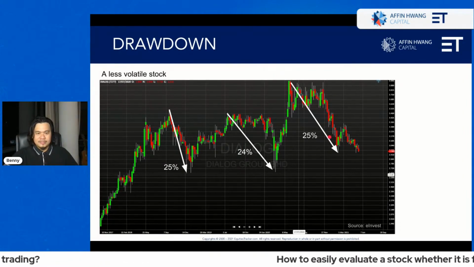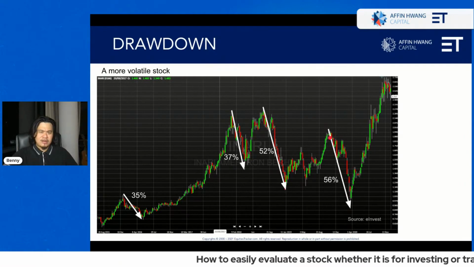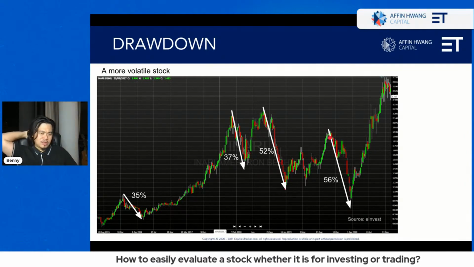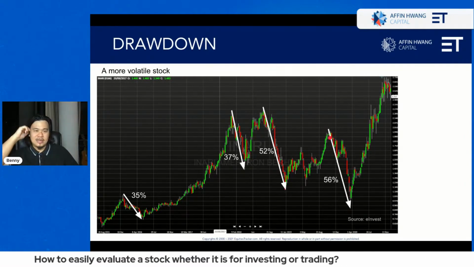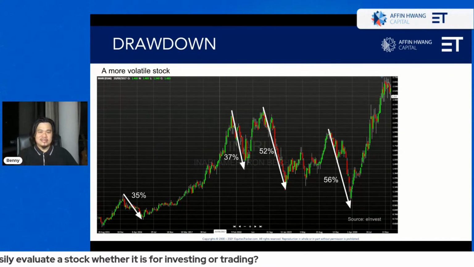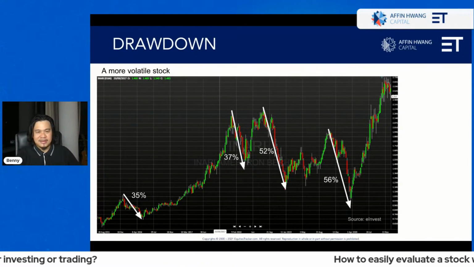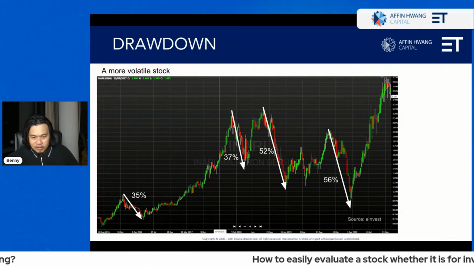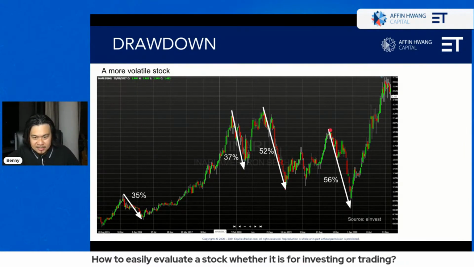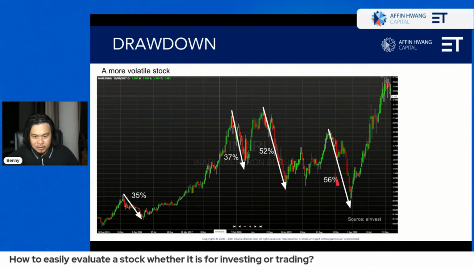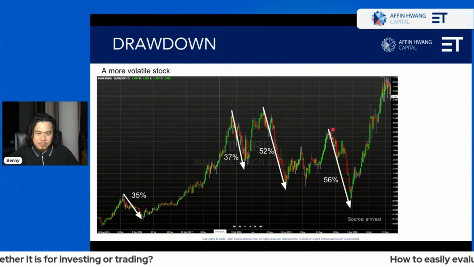Okay, so let me go on here. If you think that one is volatile, this is even more volatile. This is Inari. Inari is also another darling stock in the semicon industry. If you look at this particular counter, the biggest fall was in 2019. Sometime in December all the way to April, for about 4 months, the price fell 56%.